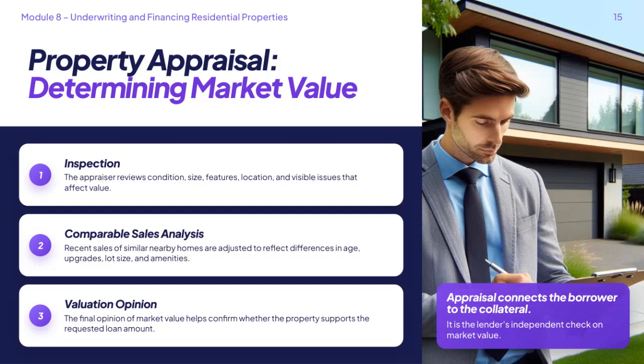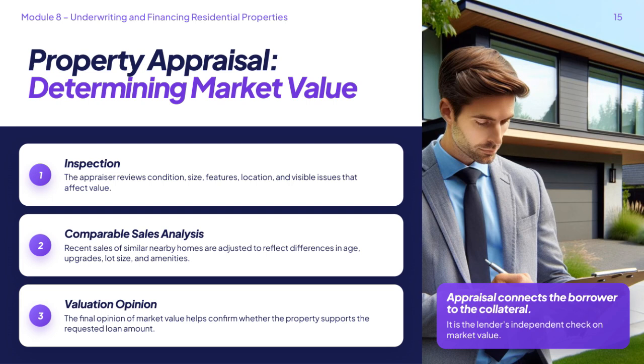Now, let's talk about how the market value of a property is determined through the appraisal process. It starts with the inspection, where the appraiser carefully reviews the condition, size, features, location, and any visible issues that might affect the property's value. This step is crucial because it provides a first-hand look at what the property actually offers.